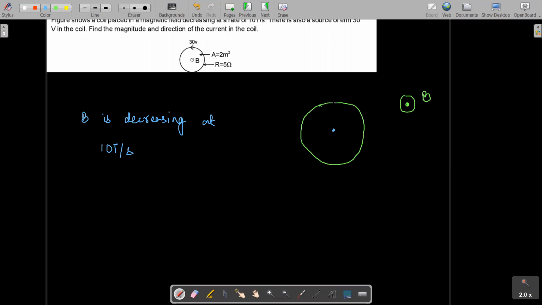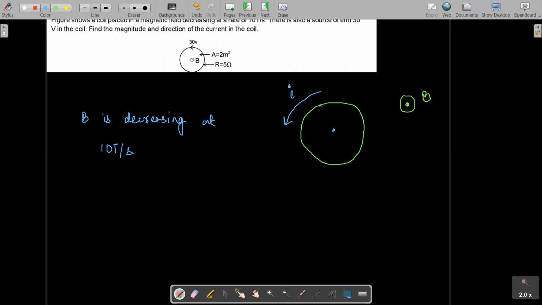So what should be the direction of current if it wants to produce a magnetic field which is outside the plane of paper? By curling our fingers and seeing the direction of our thumb, what will we say? The current should be like this, in this direction, students. Are you getting my point? The current should be induced in this direction.